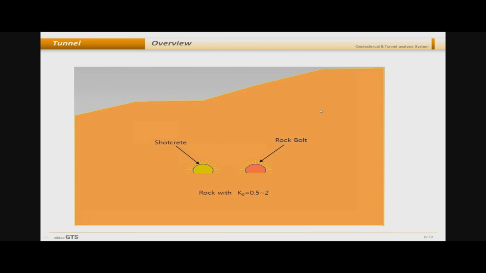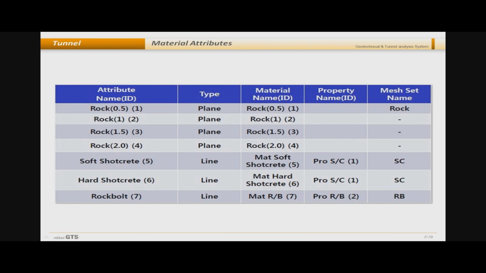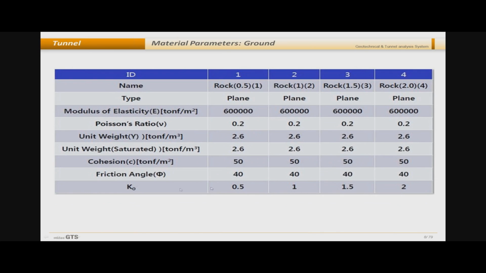Okay, again, here's the overview of the two tunnels under the rock. On the next page, you can see all the materials that will be used today. You can see we have 4 different rock conditions, and the difference is that we assign different K-naught values to them. The K-naught values will range from 0.5 to 2.